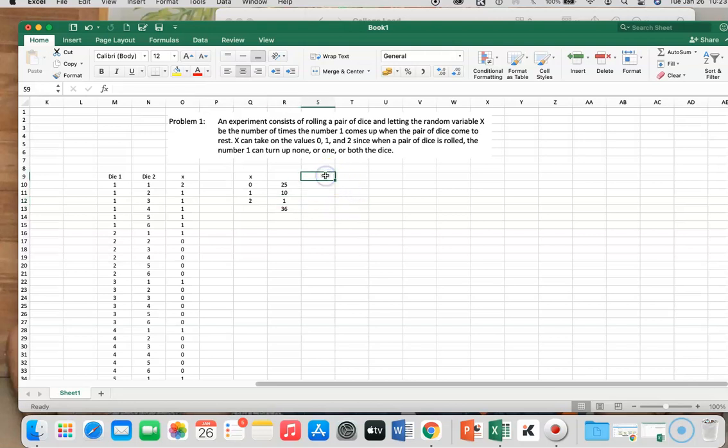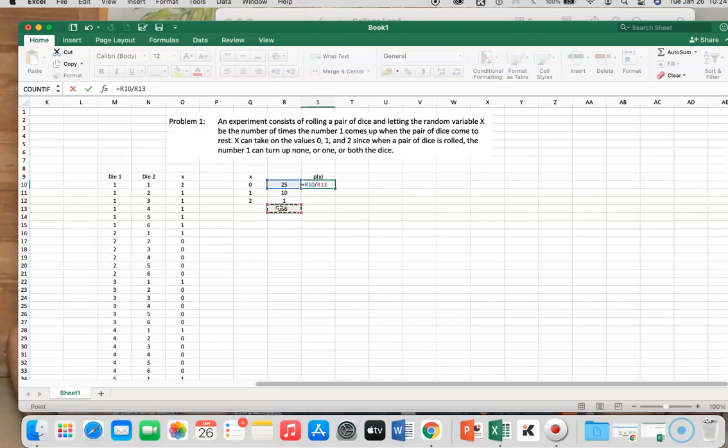Okay, let's compute for p of x, the probability distribution function for x. Now let me emphasize that the probability distribution function for x has the properties that the values of p of x should be greater than or equal to 0, and the summation of p of x is equal to 1. How do we solve? Using Excel, it is equal to 25 divided by 36.